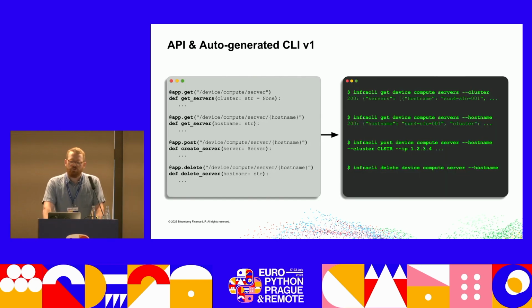So we put together a first draft with simple one-to-one mappings between the API and CLI. API paths would map to space-separated CLI commands. Each API parameter would map to a single CLI flag, and the CLI would just print the JSON API response.